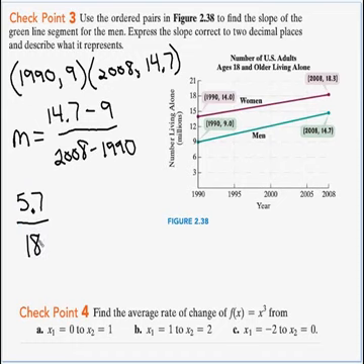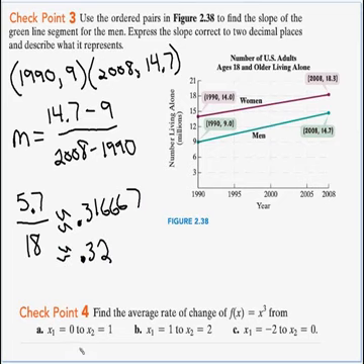And when I showed you in the example, we could divide the numerator and the denominator by 18, so you get a number over 1. Or you can just punch this right into your calculator. 5.7 divided by 18 is approximately 0.316667, or let's round that off to approximately 0.32.